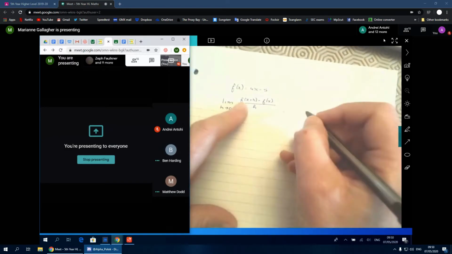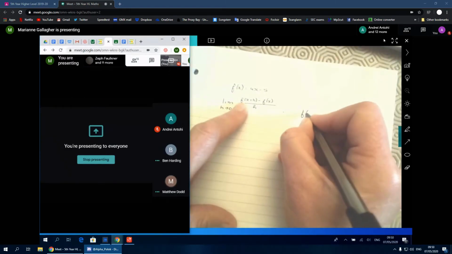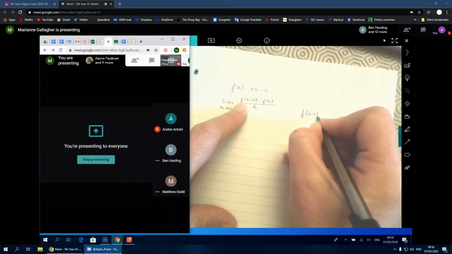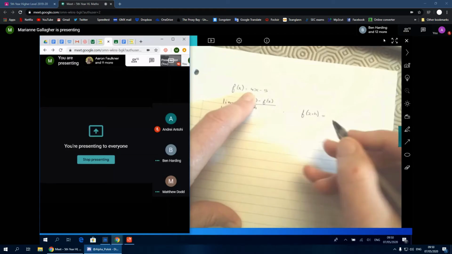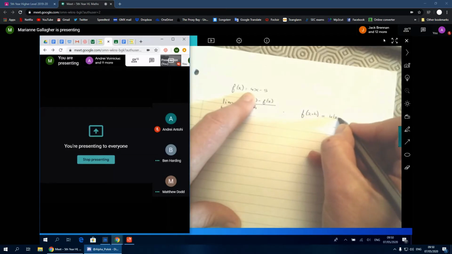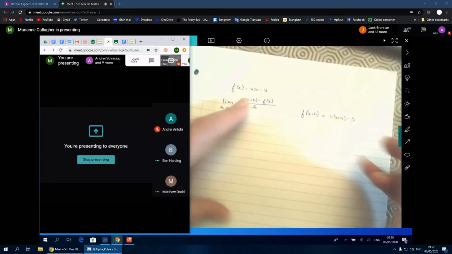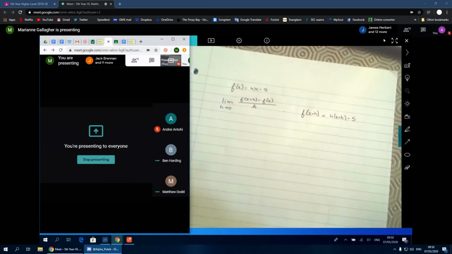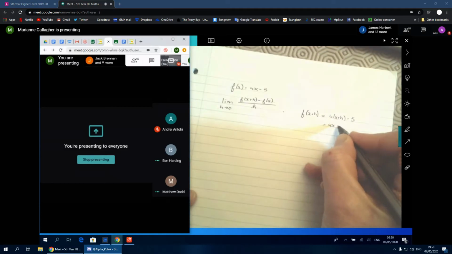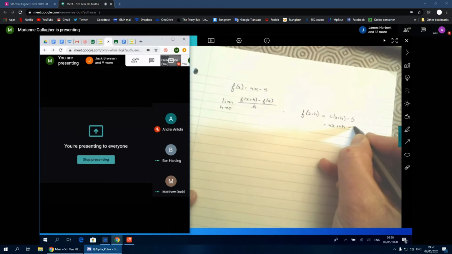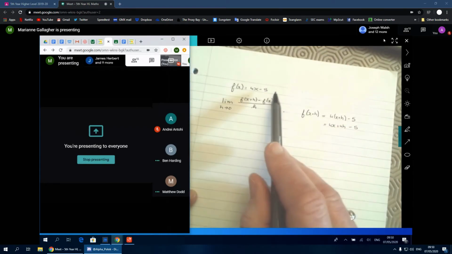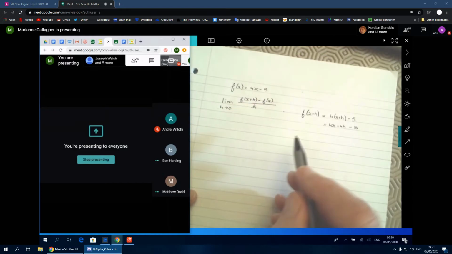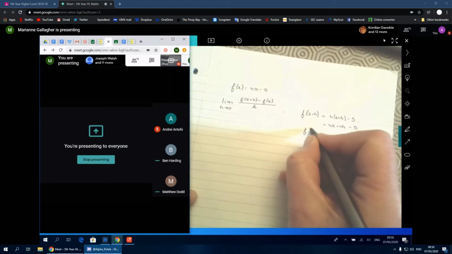So the first thing is to work out, and I would write them under each other, f of x plus h. That's step 1. So you're subbing in x plus h instead of x here. So that's 4 times x plus h minus 5. Is that okay? And that is equal to 4x plus 4h minus 5. So that's f of x plus h. Next step is we want to subtract f of x. So I would write f of x underneath that.